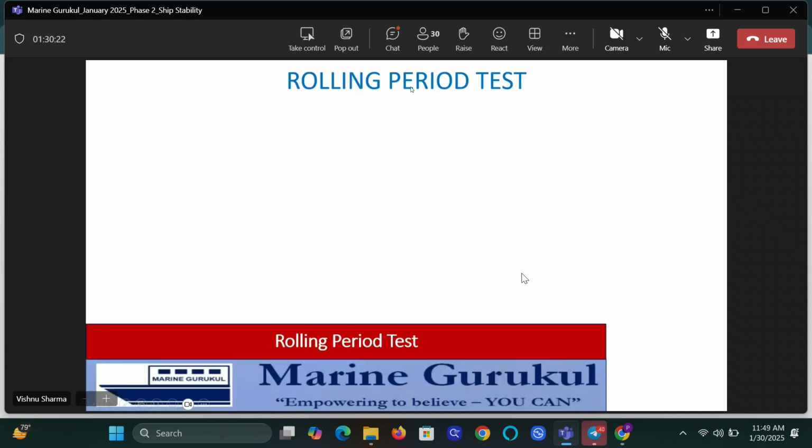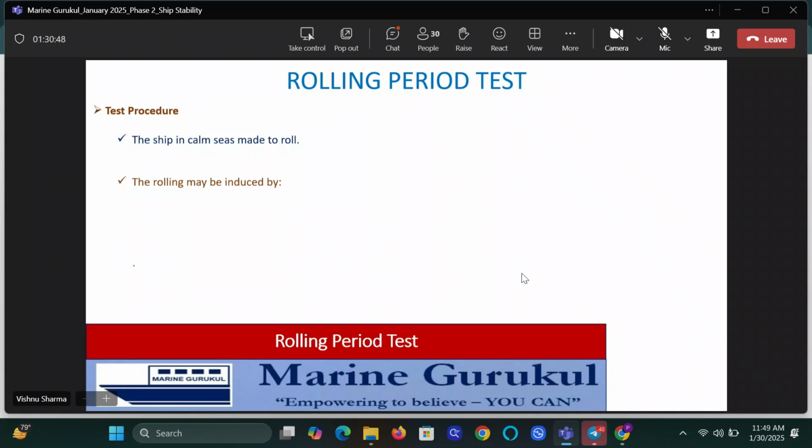Okay. Let's continue with the rolling period test. I have told you whatever will be here will be all from the Code of Intact Stability 1993, just to be able to address the theory question. Test procedure: the ship is in calm seas, made to roll. Why? Because for the rolling period test, the rolling coefficients are given for calm sea conditions.